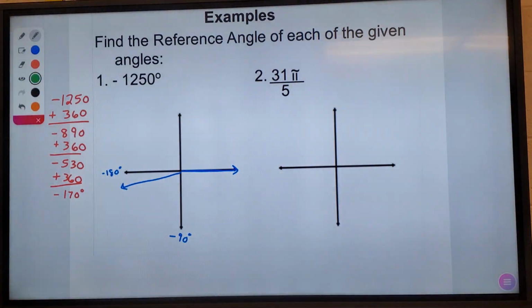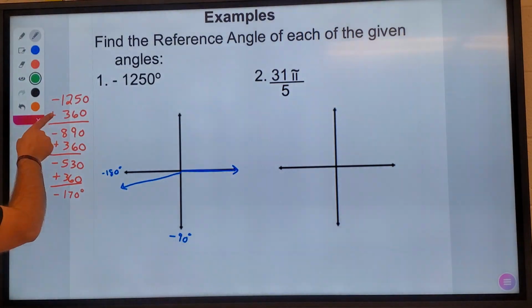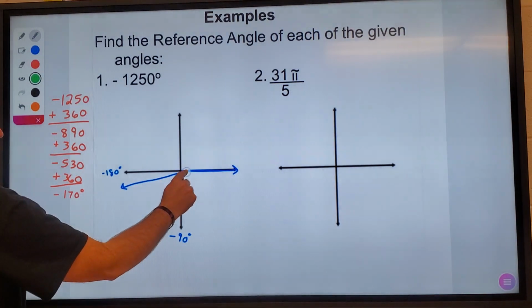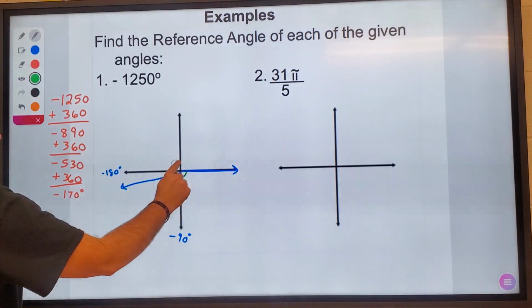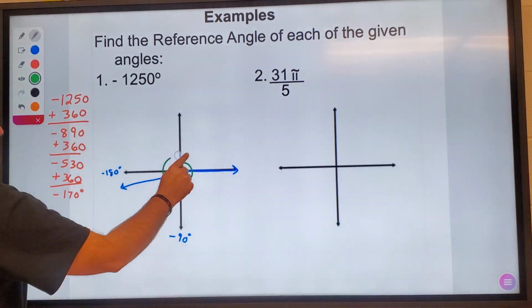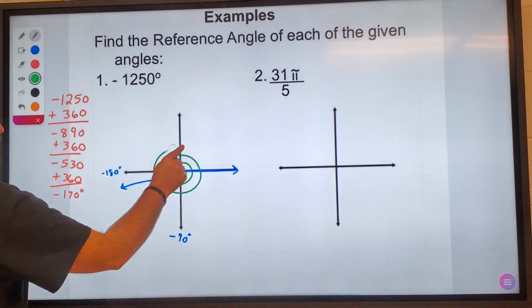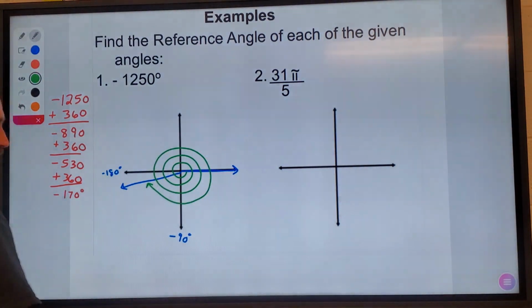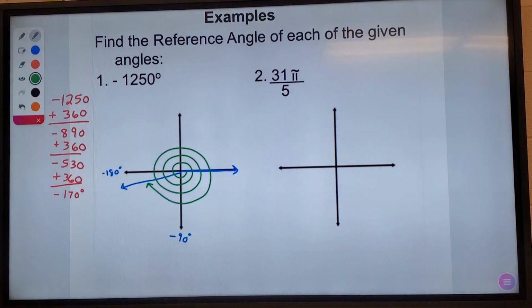Okay. Again, how many rotations do I have? I subtracted 360 1, 2, 3 times. So I start here. I go down and around 3 times. I have 1, 2, 3, and then my extra. Okay, so before, this is as far as we went. We've graphed in standard position, and this is what I was looking for. We went 3 times in rotation. We have an extra 170 degrees, and then the problem was done.